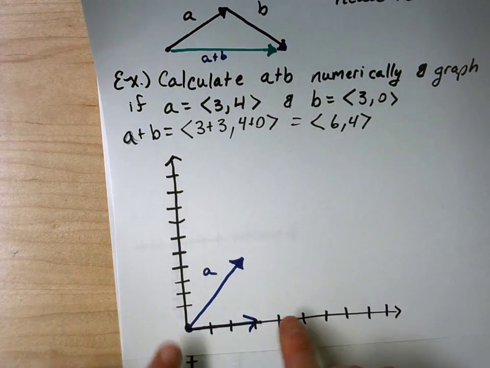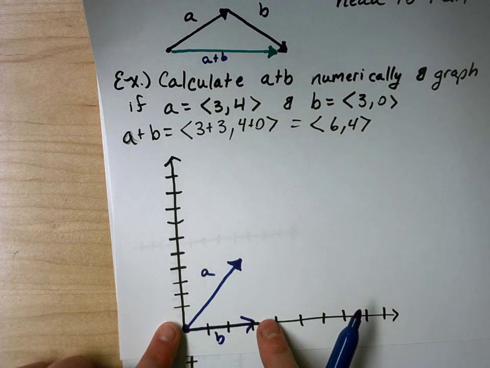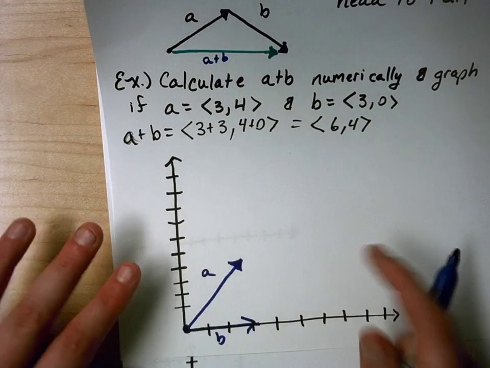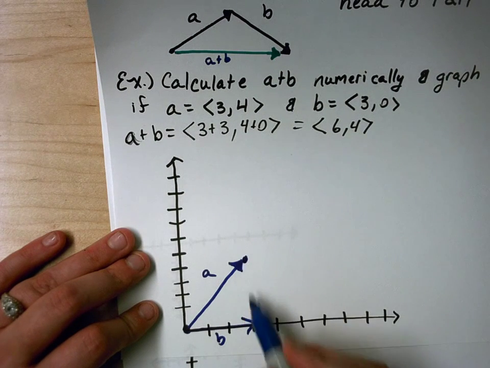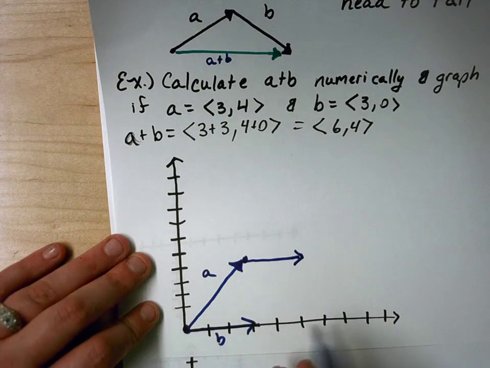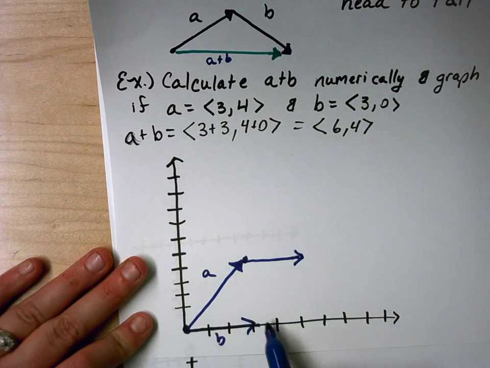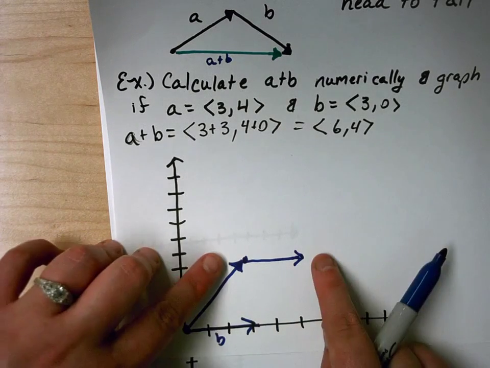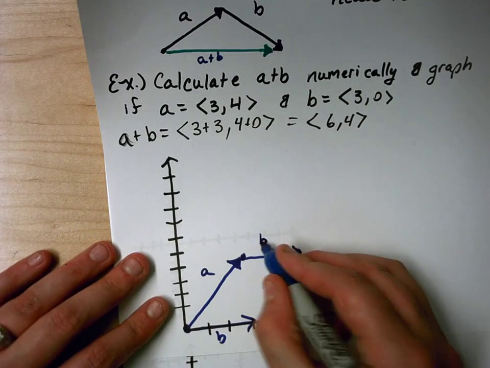Now what I can do is kind of phantomly pick up this vector and just place it at the head of A. If I pick it up and move it a little bit, notice that these two vectors, even though they're at different spots in the graph, are going the same direction. They're both moving directly to the right, and they have the same length. So it's the same vector, I just spatially moved it. So this is also B.